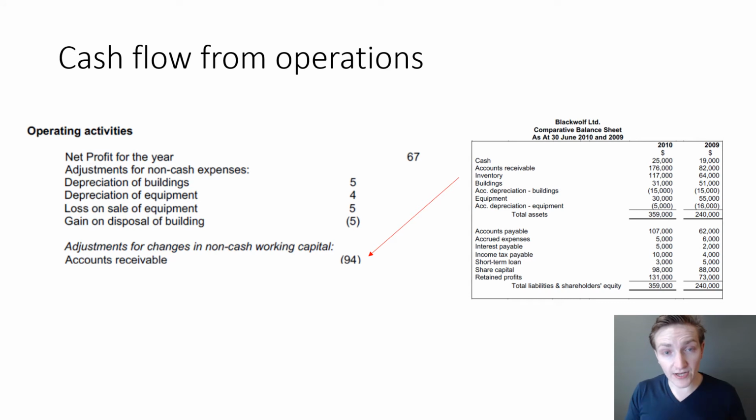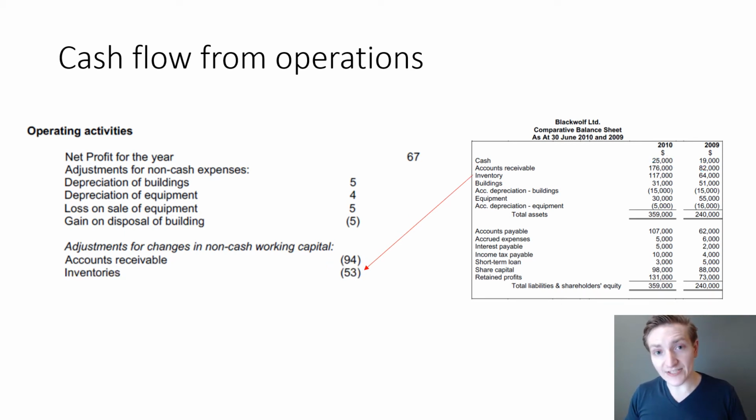So let's first look at the accounts receivable. So here what's happened is the accounts receivable went from 82 to 176. What that effectively means is our customers haven't paid us yet, and those accounts receivable have gone up, increasing our net profit even though we haven't gotten any cash. So we need to subtract that off. So we're subtracting off 94. The 94 is coming from 176 minus 82 here.